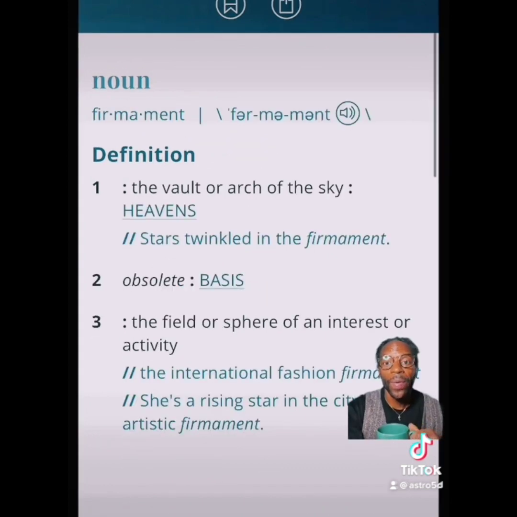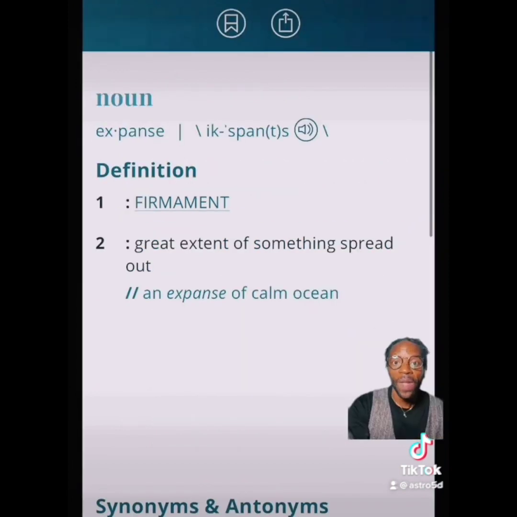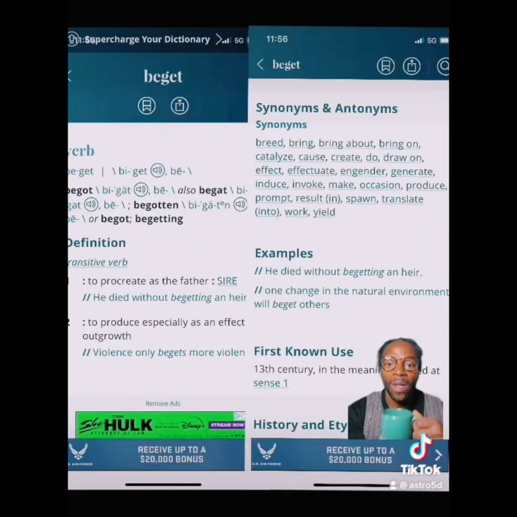And just to reiterate, the firmament means the vault or arc of the sky, or heavens. Heaven, the expanse of space that seems to be over the earth, like a dome, is in the definition of firmament. The dwelling place of the deity and the blessed dead, a spiritual state of everlasting communion with God. So heaven is a dome. I don't disagree with you, but remember 2a here, we're going to come back to that later. Dwelling place of the deity and the blessed dead. So cryptic. The expanse means the firmament, his only begotten Son.